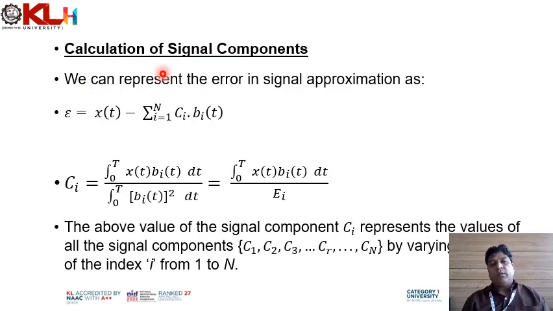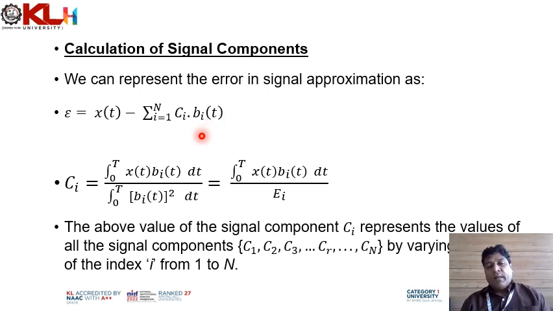Now here we are going to see the calculation of the signal components for the orthogonal signal space. We can write the signal x(t) as a summation of the basis functions, summation i equal to 1 to n of ci times bi(t). Here ci is called the component. Again we set the error function as the difference between x and this summation multiplied with the basis functions.